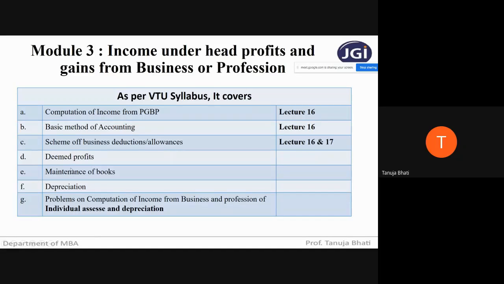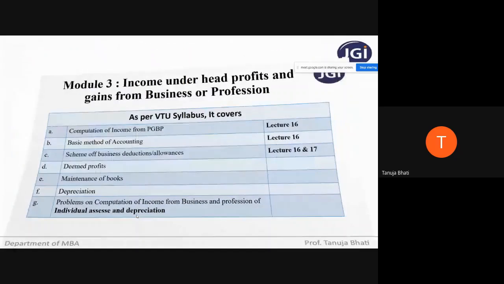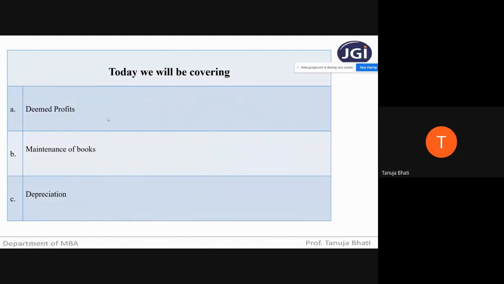What are deemed profits? What is maintenance of books, depreciation, and problems on computation of income from business and profession of individual SSC and depreciation. So today we will be covering what are deemed profits, maintenance of books and depreciation. All this is a theory part.